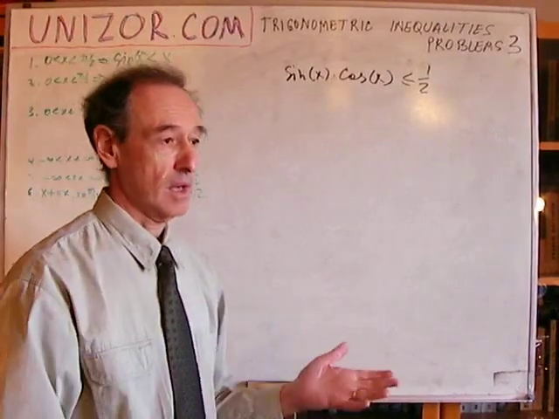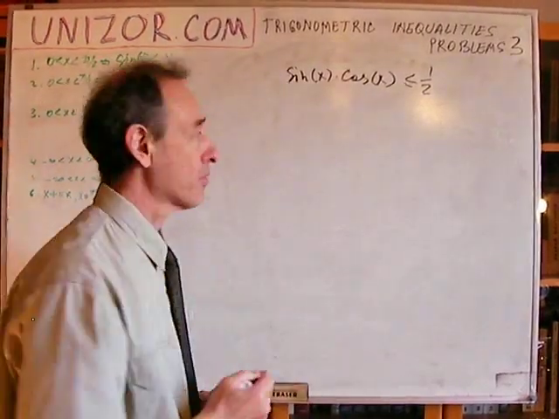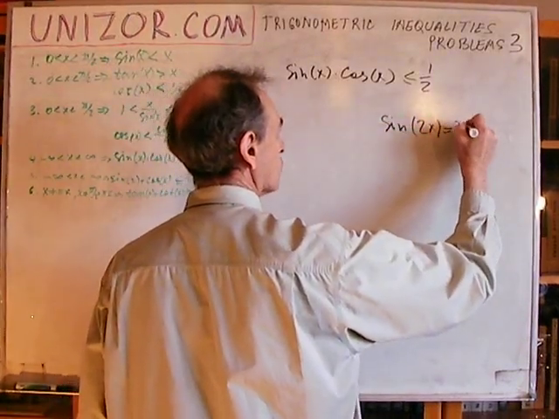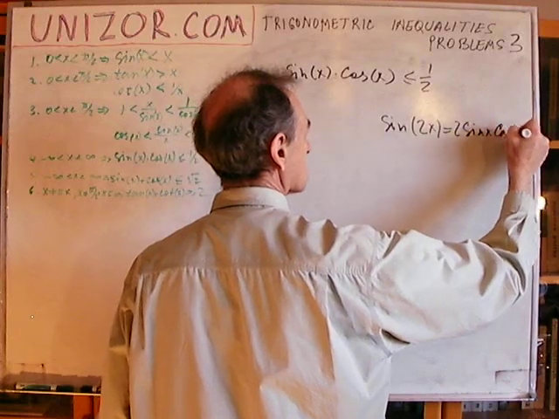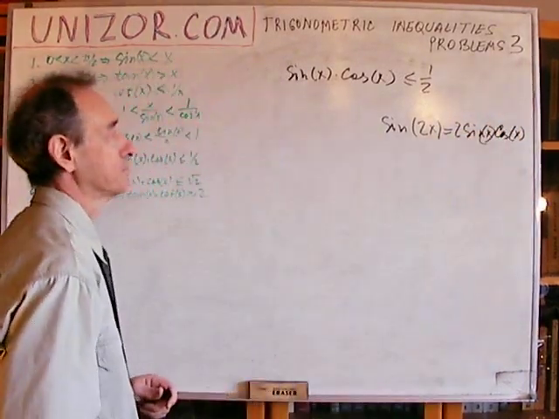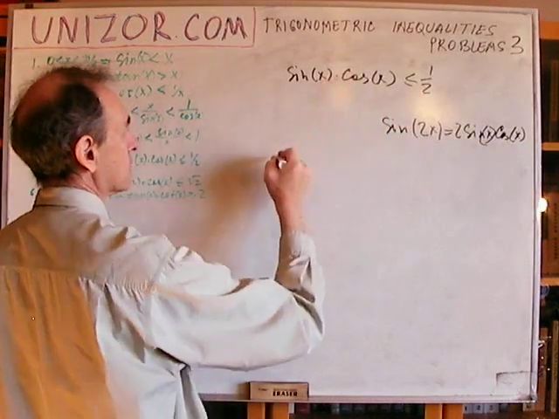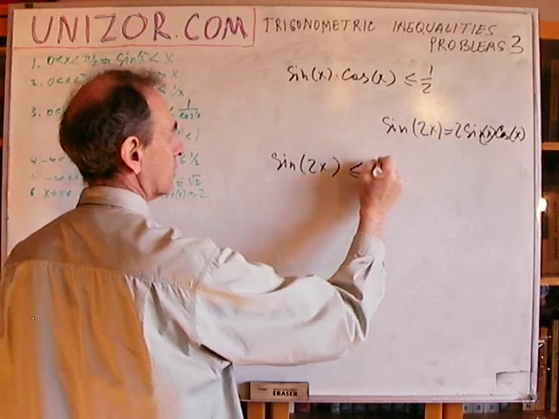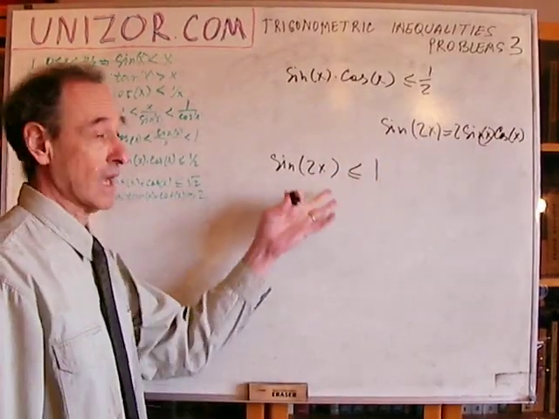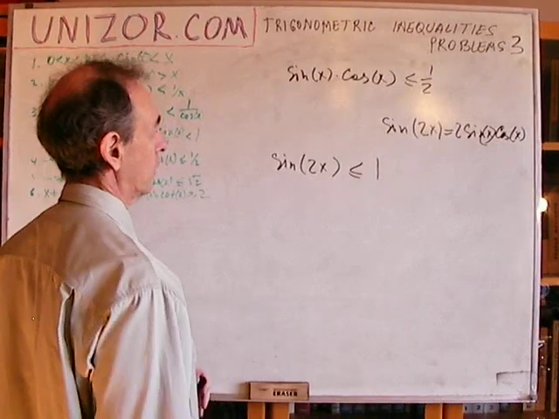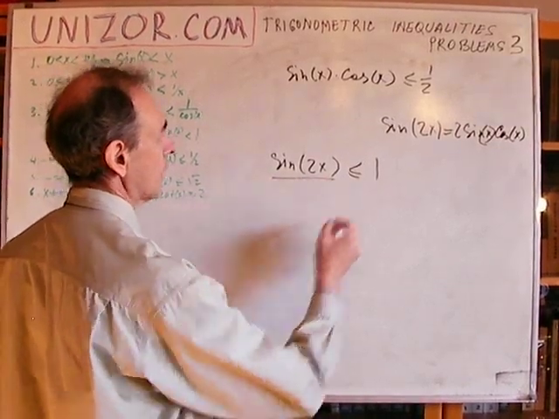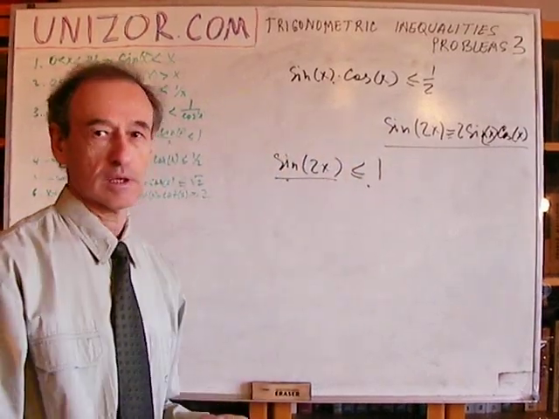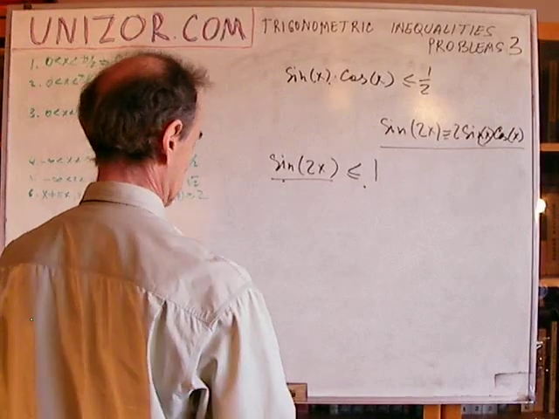Well, I'm sure we remember the formula for sine of 2x, which is 2 sine x cosine x. Right? So, obviously, sine of 2x is less than or equal to 1, because sine of anything is less than or equal to 1. And since sine of 2x is this, you basically divide it by 2 and you get this inequality. So that's simple. Next.